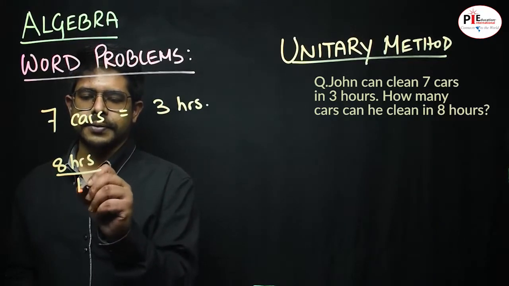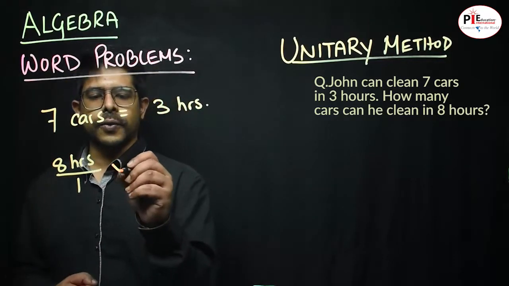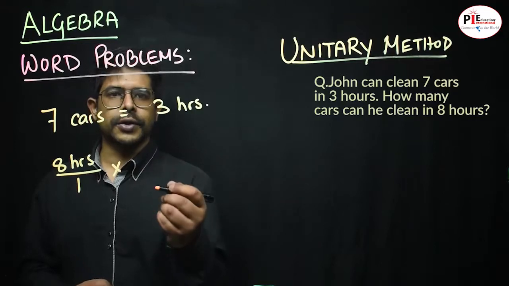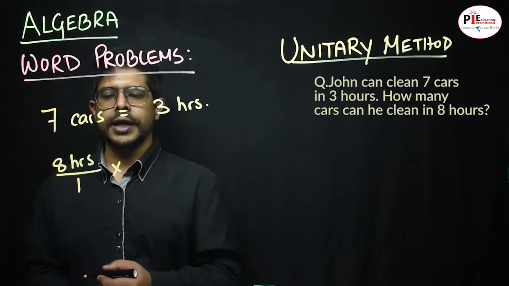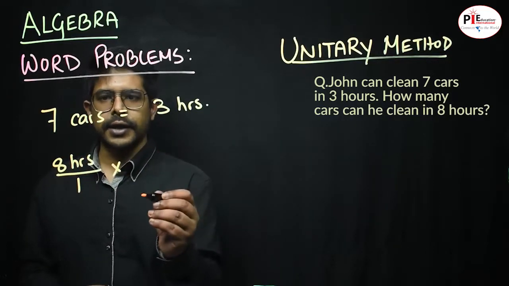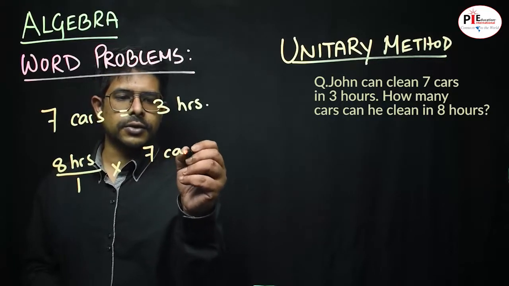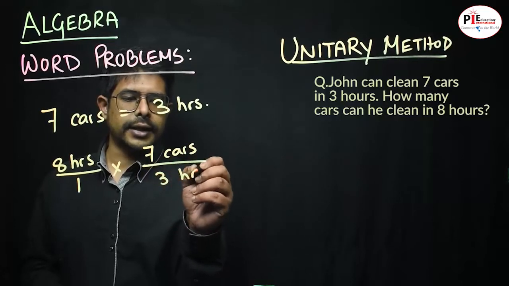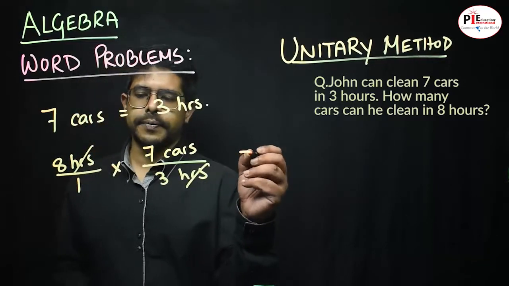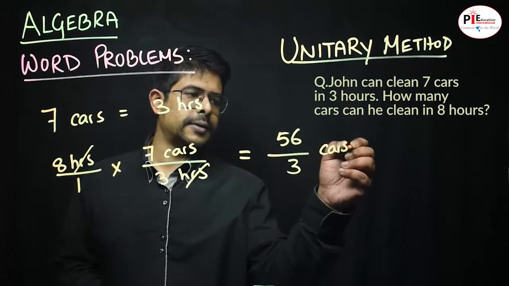let's just put it as a fraction: 8 hours. And then we have to break it down in terms of cars. So when we break it down, let's just multiply with the conversion factor. What was the conversion? 7 cars to 3 hours. Now, since we have 8 hours on the top, in order to cancel the hours unit, we have to put the hours in the bottom and cars in the top. So it will be 7 cars on top and 3 hours at the bottom. So the hours and these hours get cancelled. So over here we get 8 times 7, which is 56 over 3 cars.